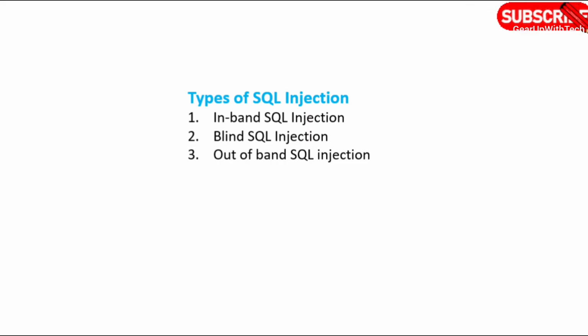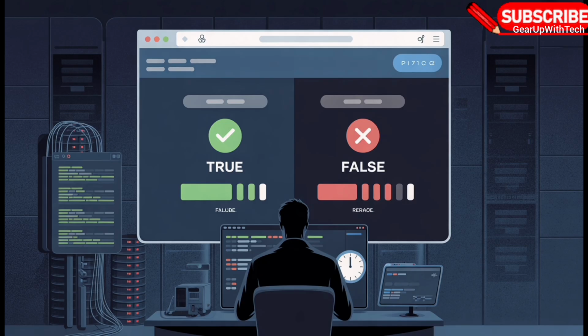The second type of SQL injection is blind SQL injection. The application does not return data to the attacker, but the attacker can infer information by observing the application's response time or whether a page loads correctly based on a true-false condition.